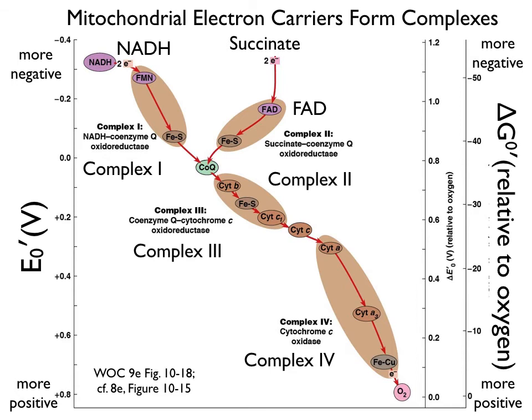All right, so by these kinds of changes in redox state, electrons can be transferred progressively by a series of reactions from electron carriers at the upper left through the system down to the final electron acceptor, molecular oxygen, at the bottom right.